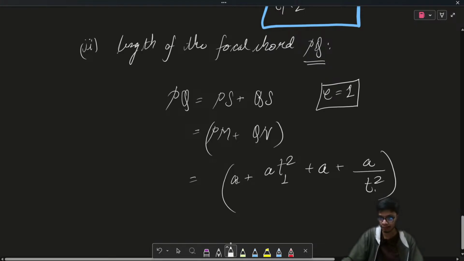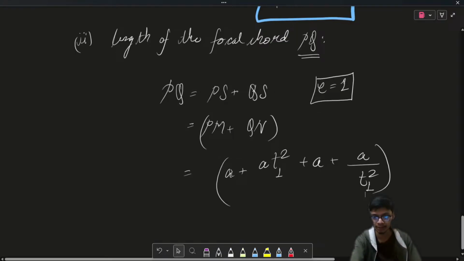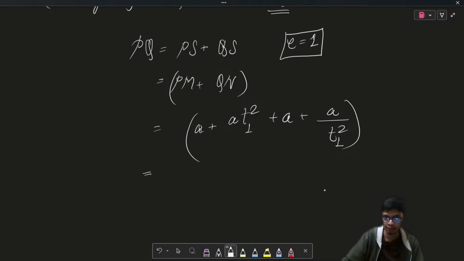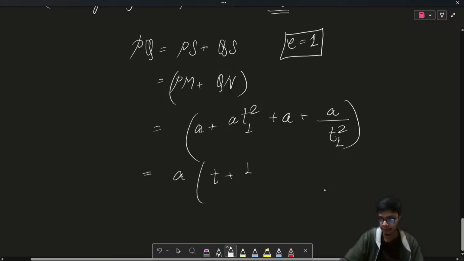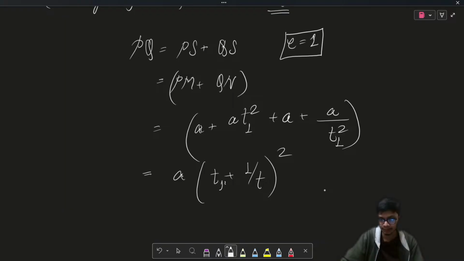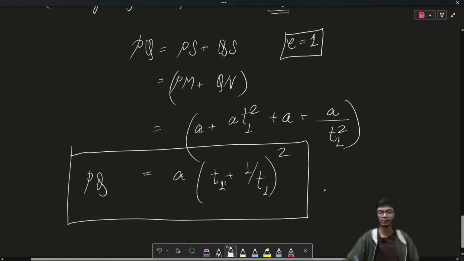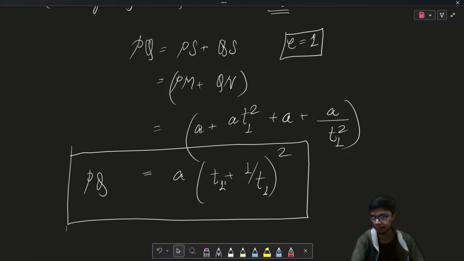So let us call it t1, because we have represented P as t1, right? So a plus a t1 square plus a upon t1 square, right? So that is how we will obtain the total distance. If I take a as common, it is going to come out as a times t plus 1 upon t whole square. Since we have written t1, it's basically t1 over here, right? So this is the length of the focal chord. The focal chord length is simply given as a times t plus 1 upon t whole square. Is this part clear to all of you?